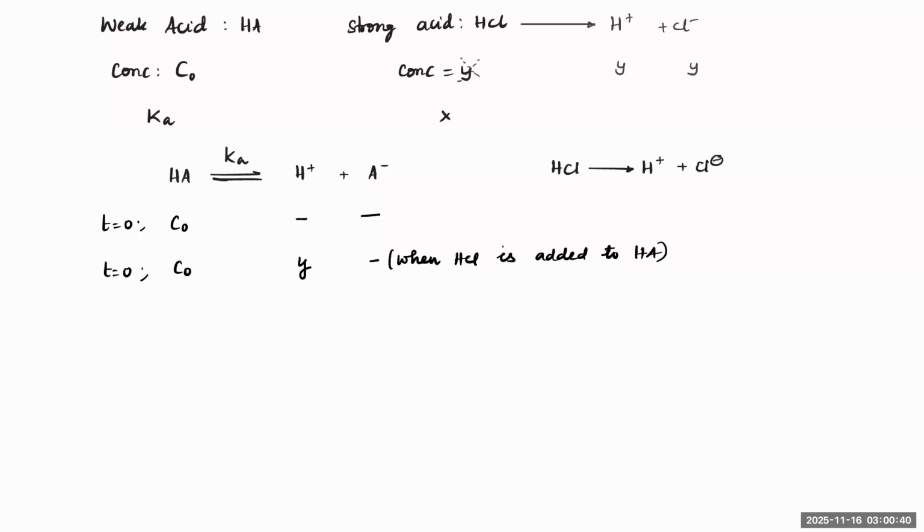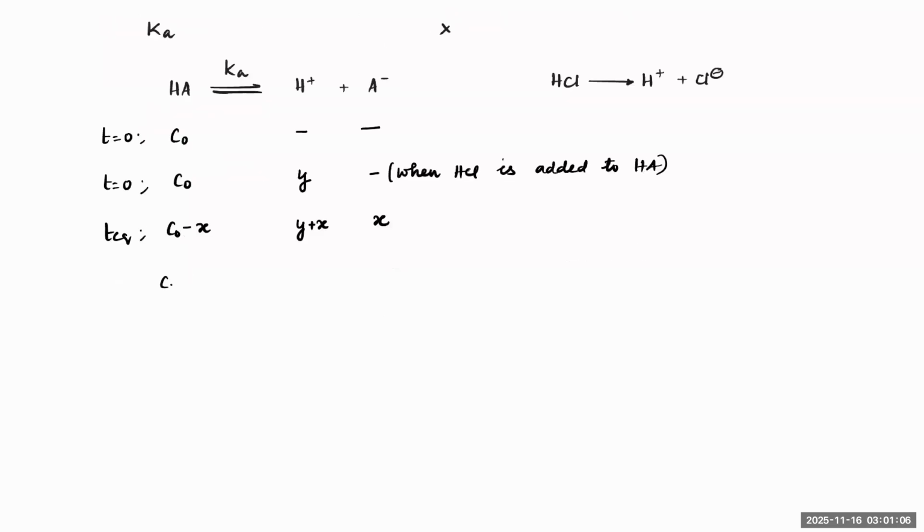Okay. And now, when the equilibrium is achieved, this will become C naught minus C naught alpha, or let me write it in terms of X and Y first. So some X moles are lost here, or X concentration is lost. So this will become Y plus X and X. If you write in terms of alpha, I can write this as C naught minus C naught alpha, clear? And this will be Y plus C naught alpha, and this will be C naught alpha. This is what you will get.